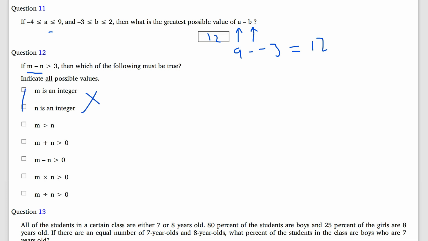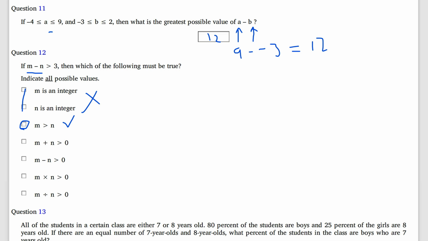M is greater than n. Yes, because if the difference is 3 or more, then m is bigger than n by 3 or more. So m is definitely bigger than n. So that's true. We know it's true by more than 3. If n was bigger than m, then when you took them away, you get a negative answer, not 3 or more. So that's true.